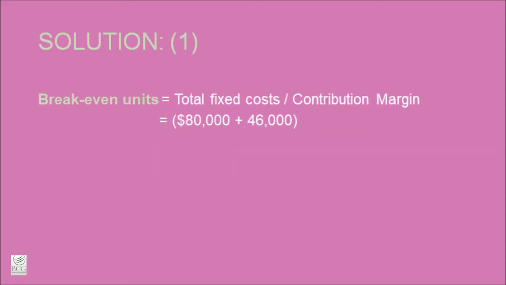Number 1, to calculate total fixed cost, we have here in the given $80,000 for total fixed overhead and fixed selling and administrative expenses, which is $46,000. That's the total fixed cost. These two are the only fixed costs that we have in this problem. So totaling those two, we get $126,000.